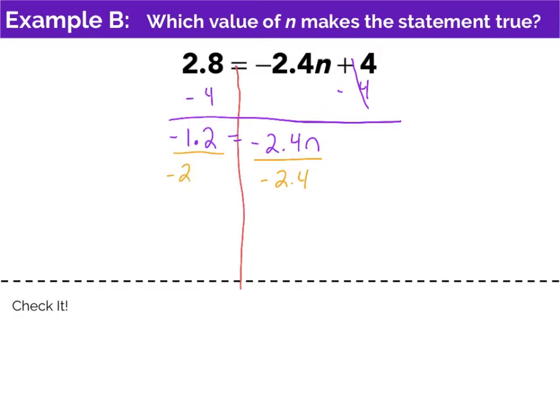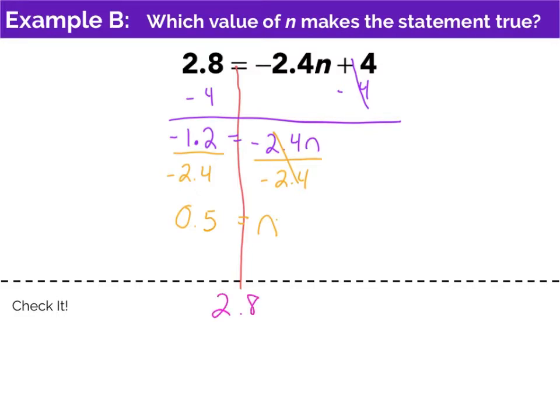When I do that, negative 2.4 divided by negative 2.4 is 1, or 1n. And then negative 1.2 divided by negative 2.4, I can use my calculator for that, and when I do, I get 0.5. So now let's check it to see if we did it correctly. We're going to substitute it back into our problem and see if we got it correct.